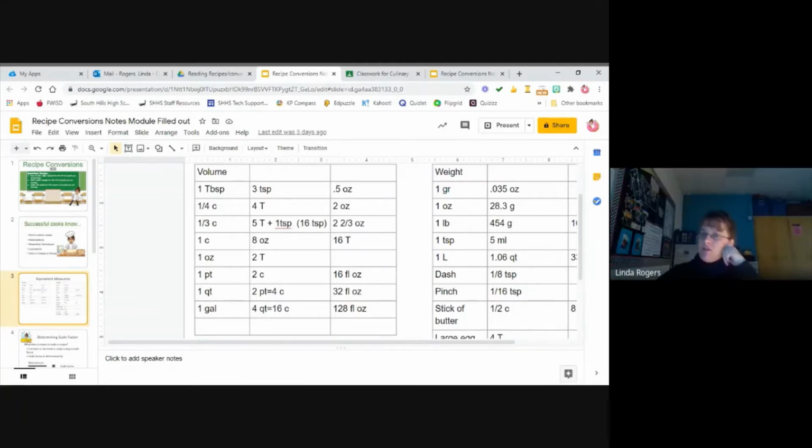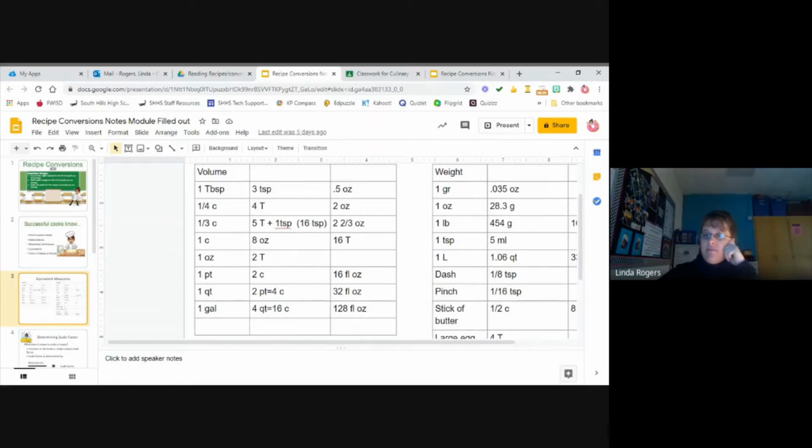Yes. Okay, so what is a 1/2 a cup in tablespoons? If 1 cup is 16 tablespoons, how much is a 1/2 a cup? What's 1/2 of 16? 8. Good. So 8 tablespoons would be a 1/2 a cup.